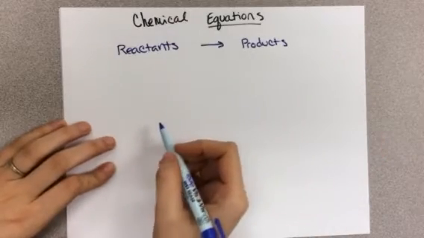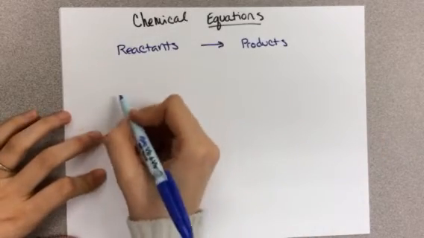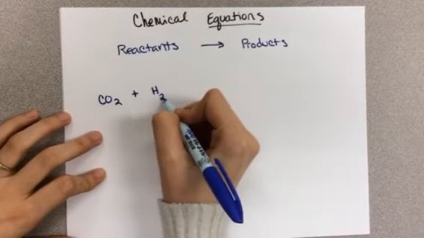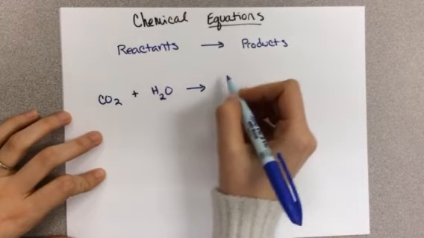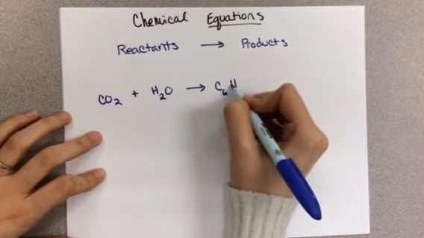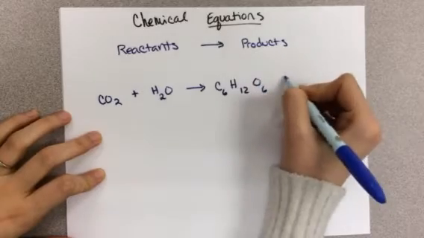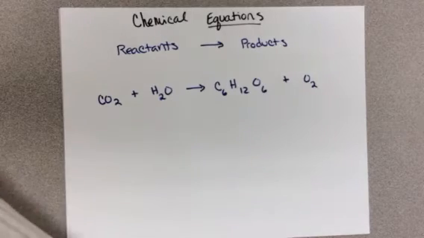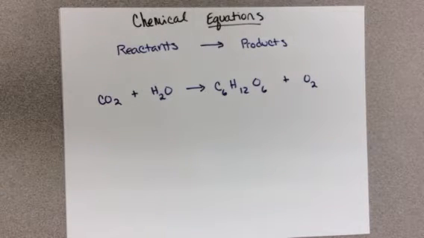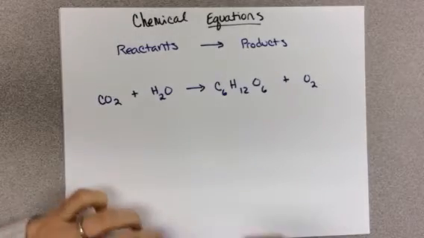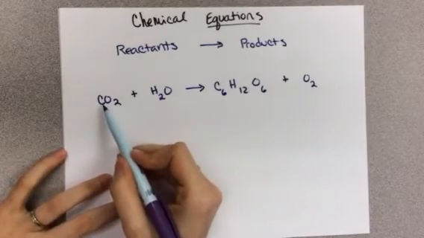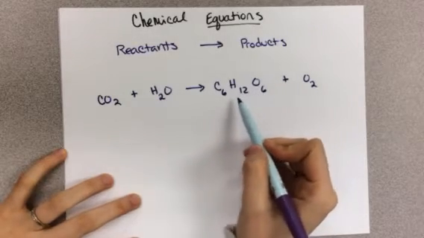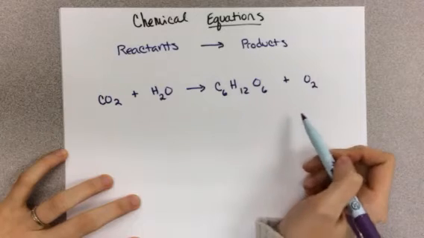Okay, so let's look at an example to make this a little bit more tangible. First we have CO2 reacts with H2O to yield C6H12O6 plus O2. Now this equation might look a little bit familiar to you if you remember anything from biology, because this is the equation for photosynthesis. And if you remember, carbon dioxide, that's CO2, H2O is water, C6H12O6 is glucose, and O2 is oxygen gas.